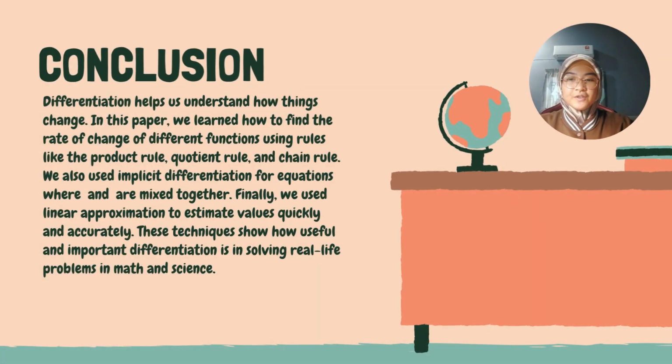In conclusion, differentiation helps us understand how things change. We use rules like product, quotient, and chain rule to solve problems. Implicit differentiation helps when x and y are mixed. We also use linear approximation to estimate values. Overall, differentiation is useful for solving many types of problems.